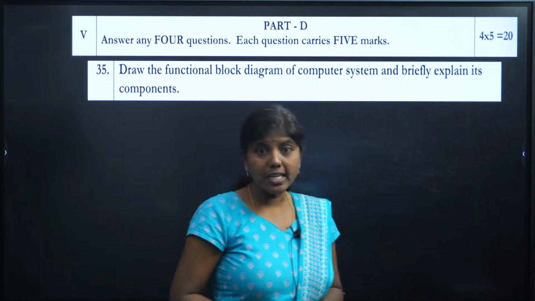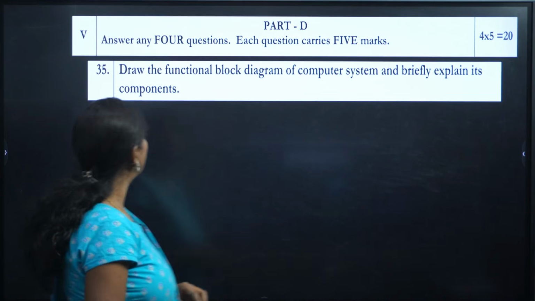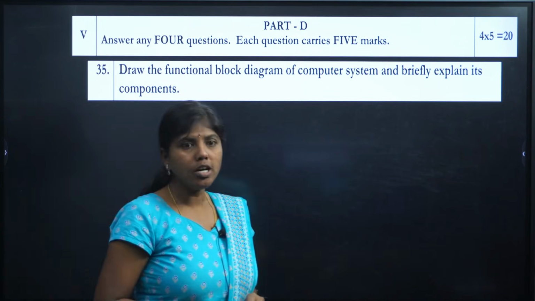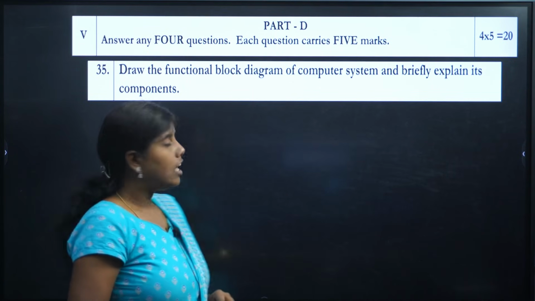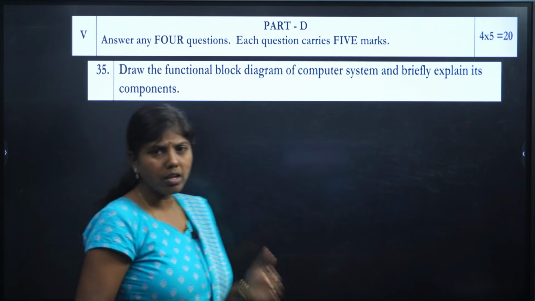That's going to be Part D. Part D is going to be 5 marks. It's very, very important. So we'll go with the 35th question: draw a functional diagram for a computer system and explain its components. It's the most repeatedly asked question. I want to be very thorough.